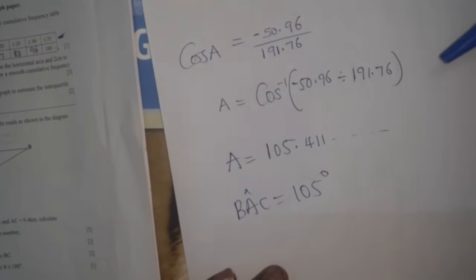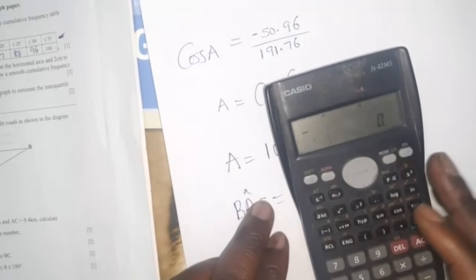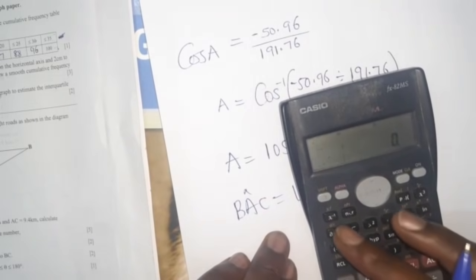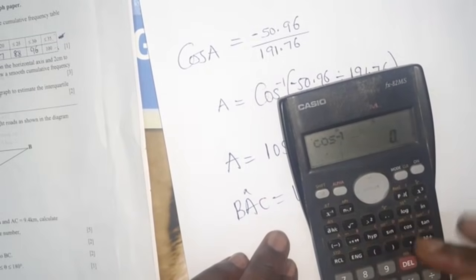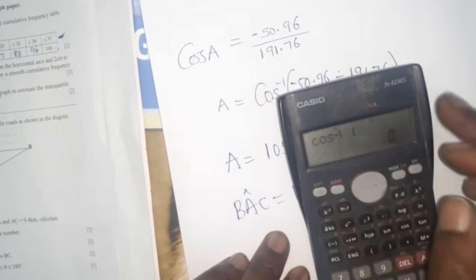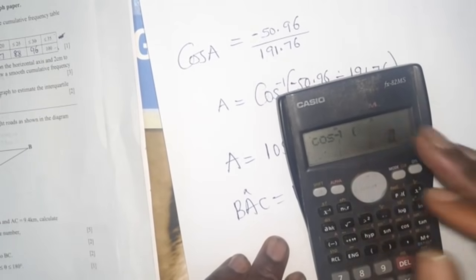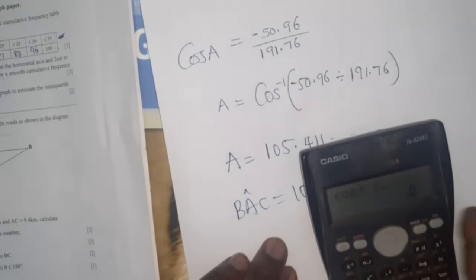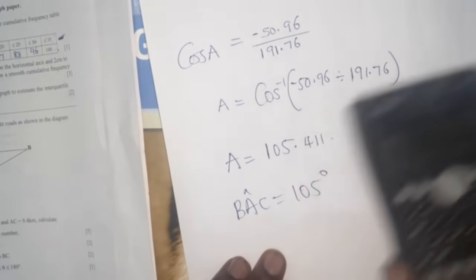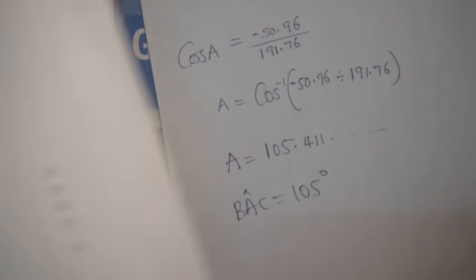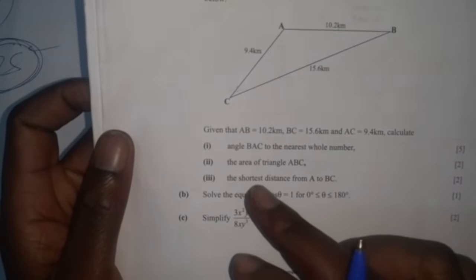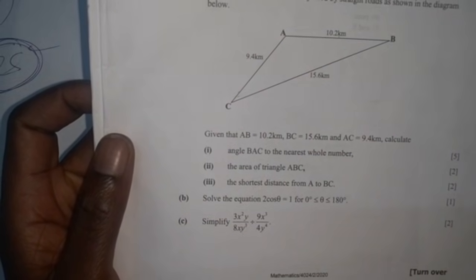So punch this, just try to punch this one here. You shift cos, then everything else you open brackets and enter all those things. You'll be able to get everything here. Okay, that's what you're supposed to do. Then we come to the question that talks about the area of the triangle.